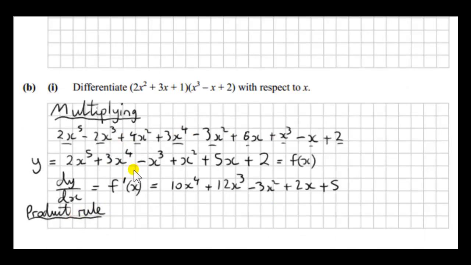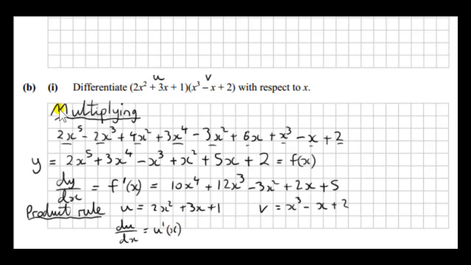Now I'll repeat this question using the product rule. So we'll call the first expression u and the second expression v. So u is 2x squared plus 3x plus 1. V is x cubed minus x plus 2. We need the derivatives of both of these expressions. So we need du dx. So we're differentiating u with respect to x, or we could write u prime of x if we like.